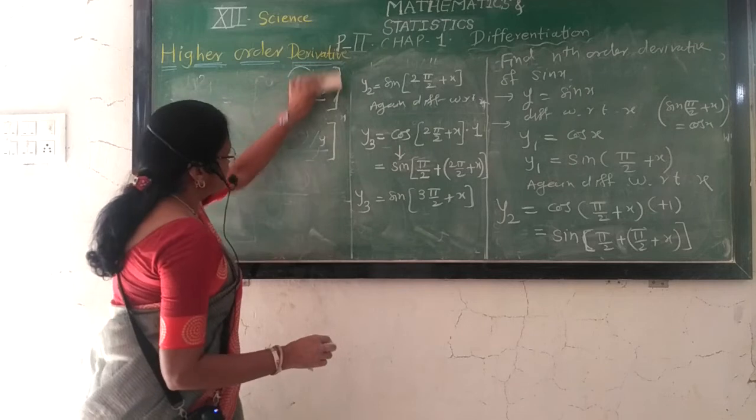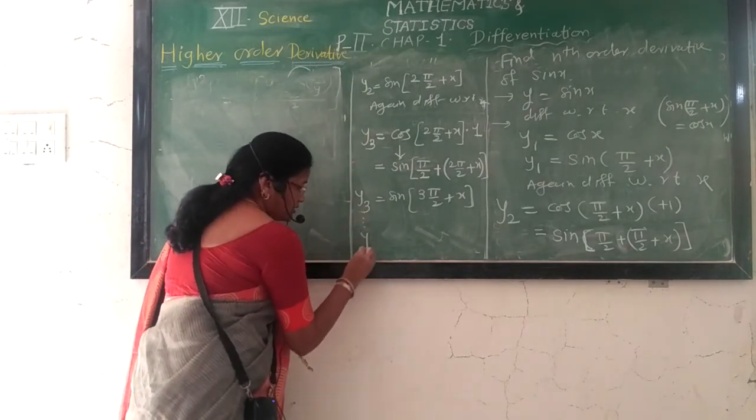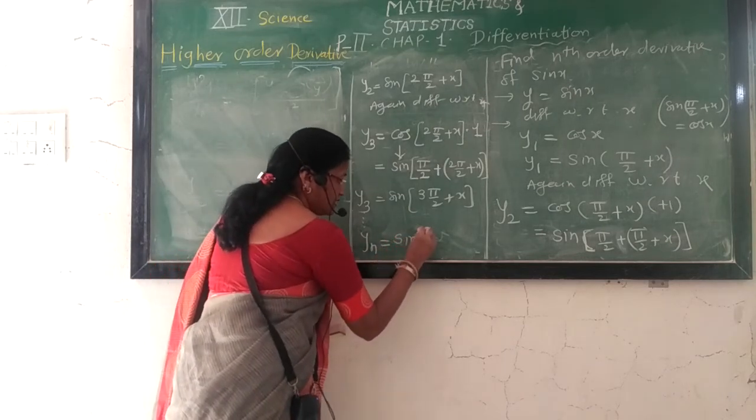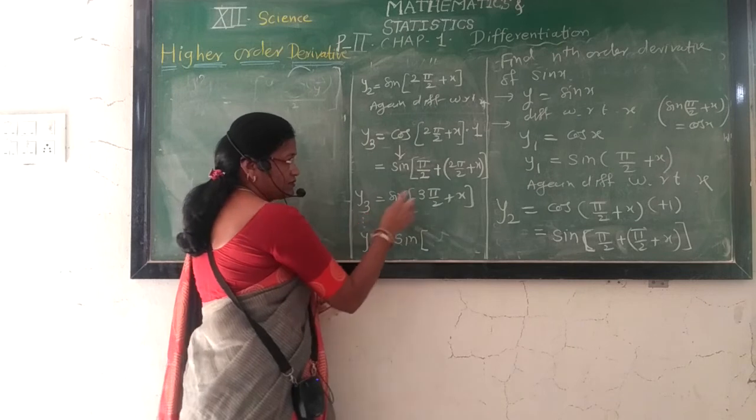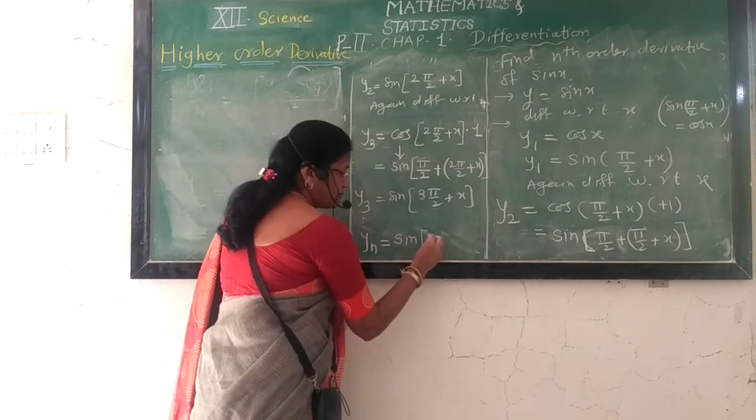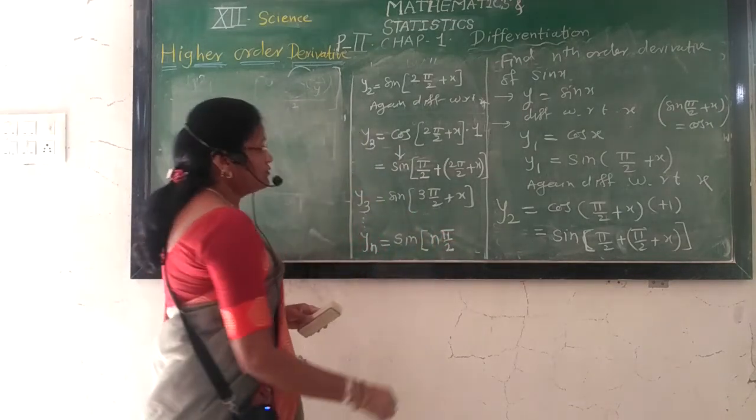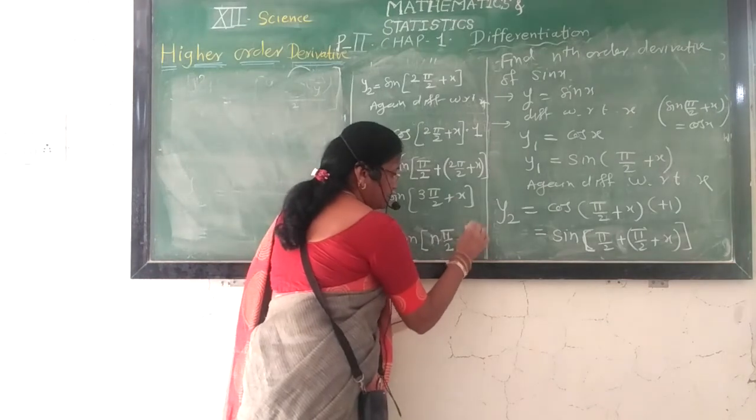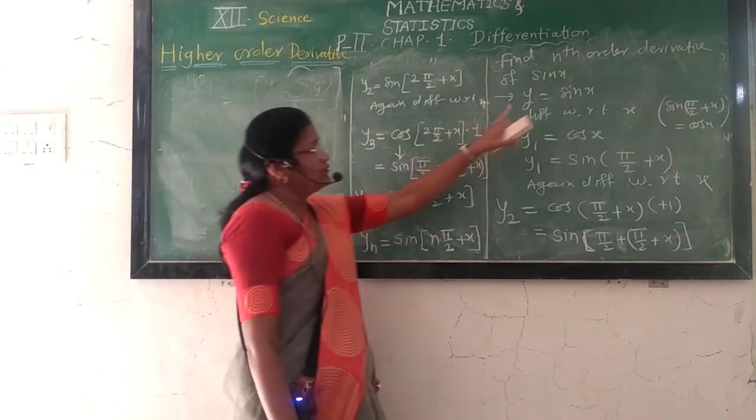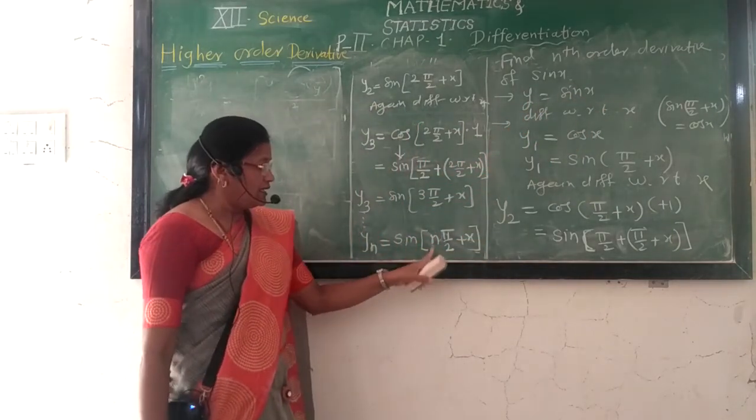Proceeding in this way, you take a common conclusion for the nth order derivative yn. For the sin function, in the third order derivative we get 3 times pi by 2. In the second order derivative, we get 2 times pi by 2. So for the nth order derivative, we get n times pi by 2, and that can be added to the variable x. So the nth order derivative of the function y equal to sin x is sin of n pi by 2 plus x.